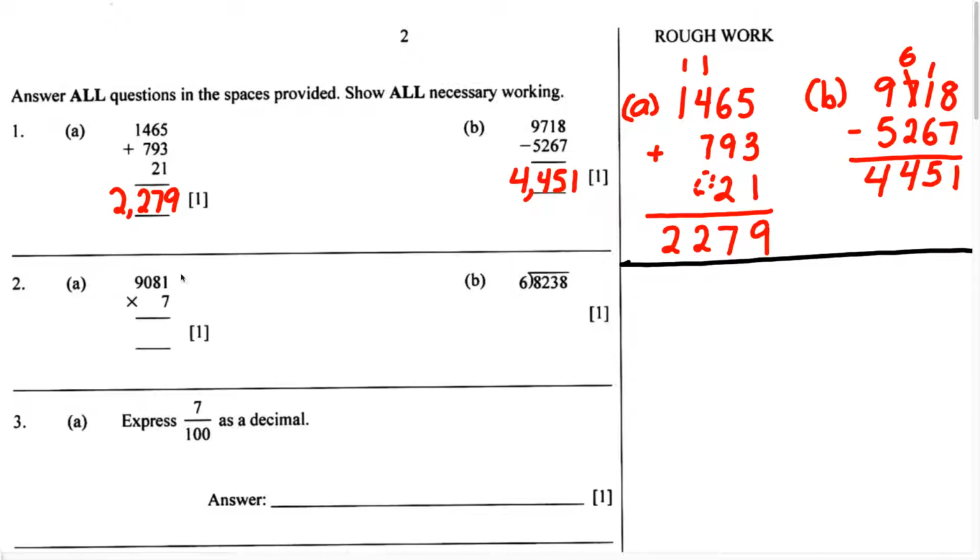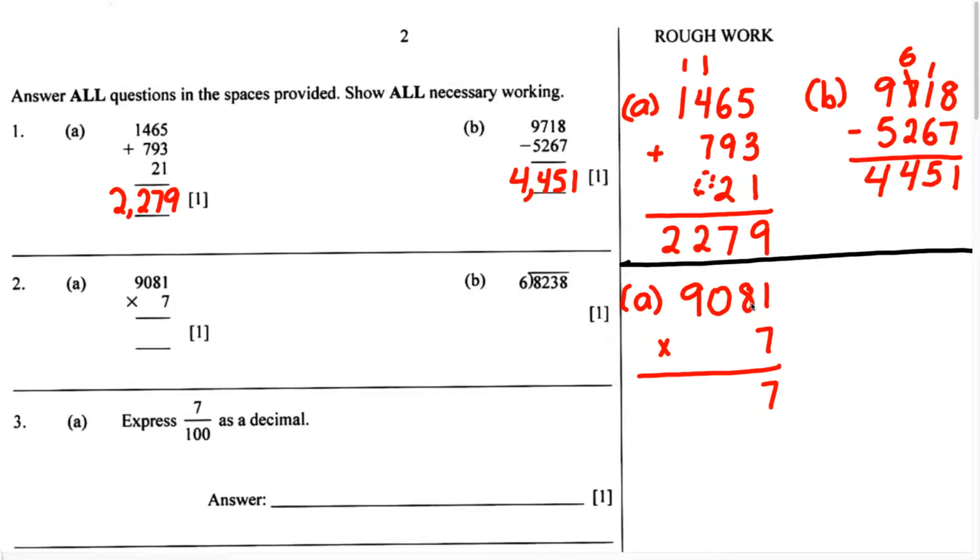Now for our second problem, part A says 9,081 multiplied by 7. This is going to be a multiplication problem. And because it is a multiplication problem, it is always best to learn and memorize your times table. So we have 9,081 multiplied by 7. And when we solve for this, we're going to say 7 times 1 is going to give us 7.